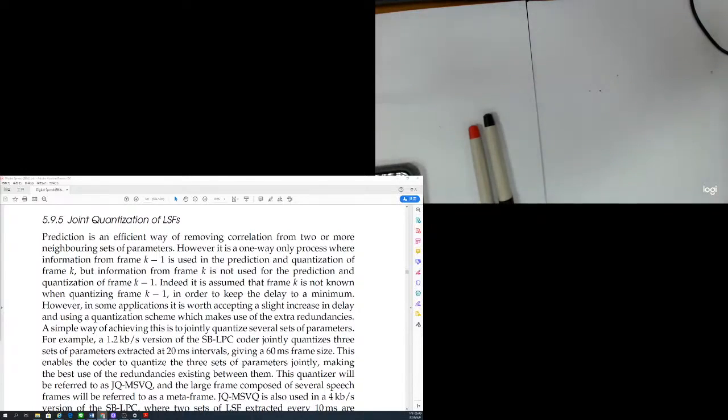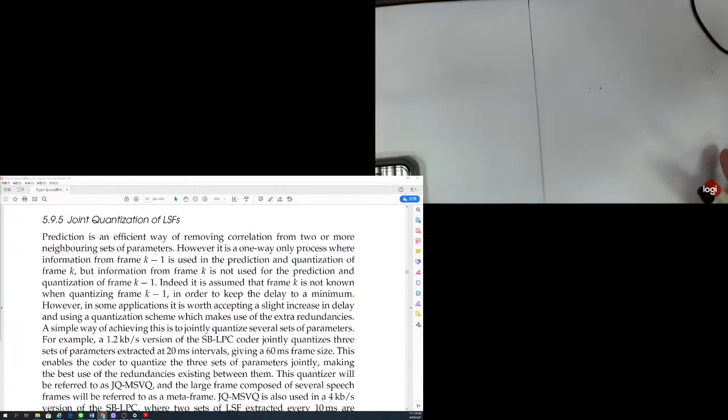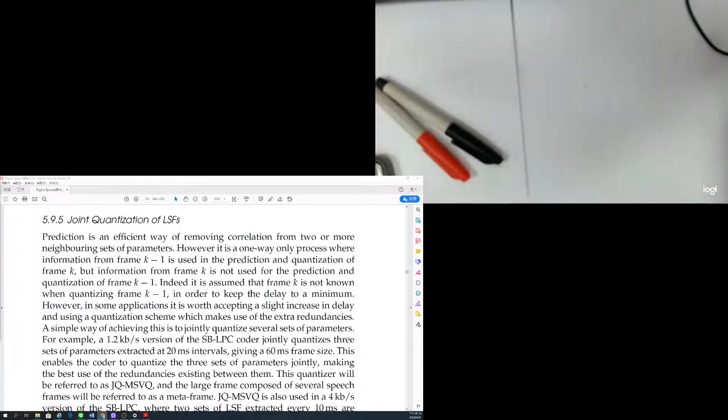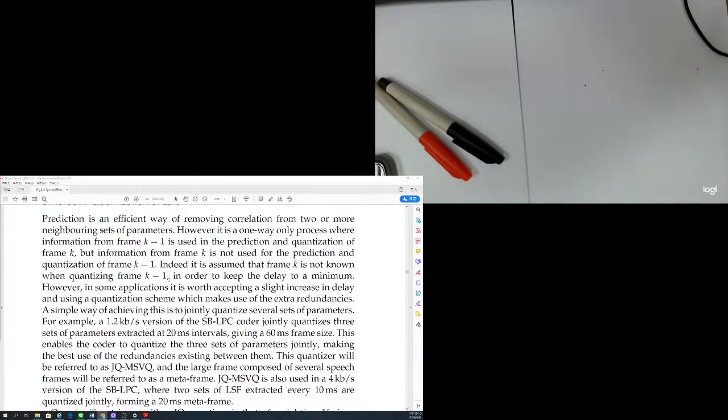Okay, so we start our second lecture talking about joint quantization of line spectrum frequency. Because we already understand that if we consider interframe correlation, that can improve your coding efficiency.